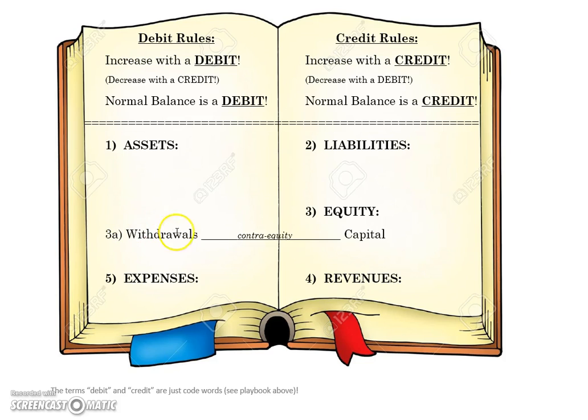In the case of the owner's withdrawal account, the owner's withdrawal account is actually called a contra-equity account. The owner's capital account is an equity account, and it has a credit balance and it increases with a credit, whereas the owner's withdrawal account is called a contra-equity account, therefore it's contra or opposite to the equity rules. So any contra-equity accounts, in this example the owner's withdrawals, would then be debit balance accounts.